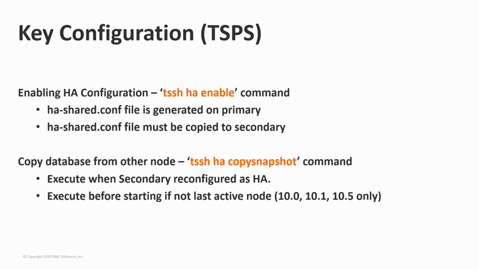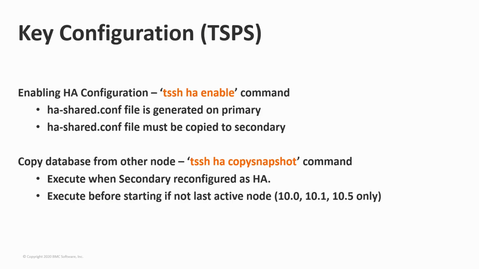Then on the secondary, execute the TSSH HA configure command again with the standby option, and when prompted, enter the path to the ha-share.conf file. The secondary will then be reconfigured, and the TSSH HA copy snapshot command will need to be executed manually before starting the secondary.